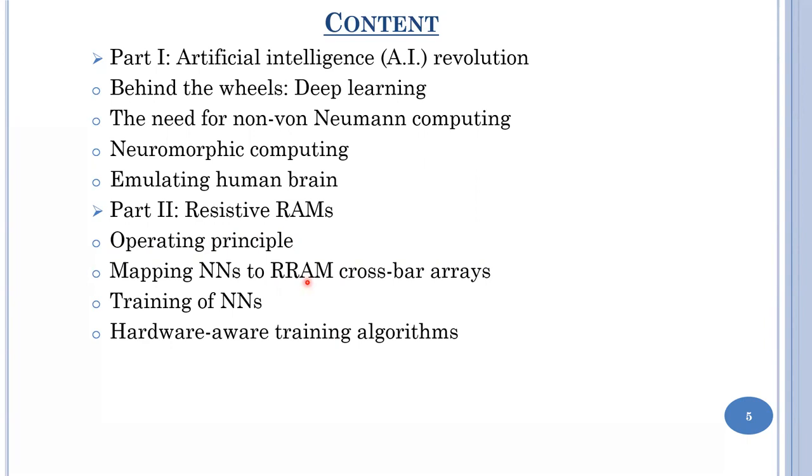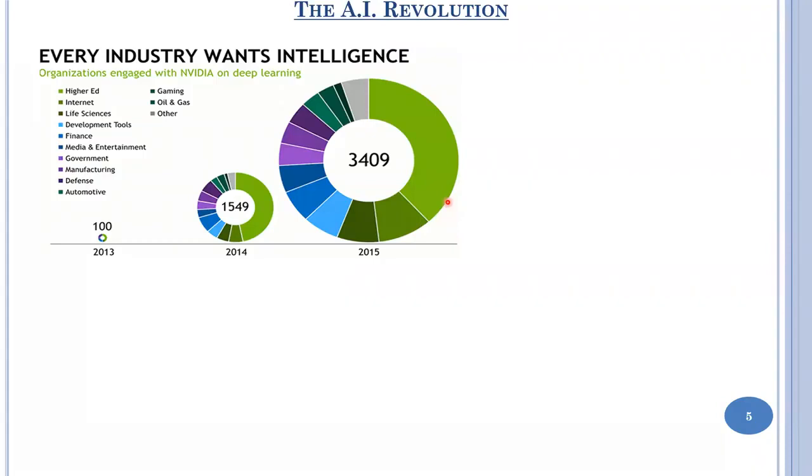Needless to say, we are living in an era of artificial intelligence revolution. AI has got multiple applications, and as you can see, it has been increasing rapidly. If you look at the numbers for 2021, probably that would be exceeding 10,000.